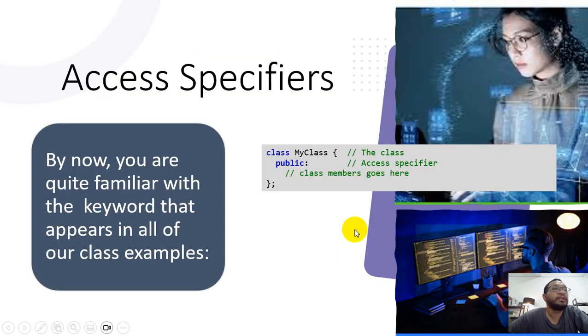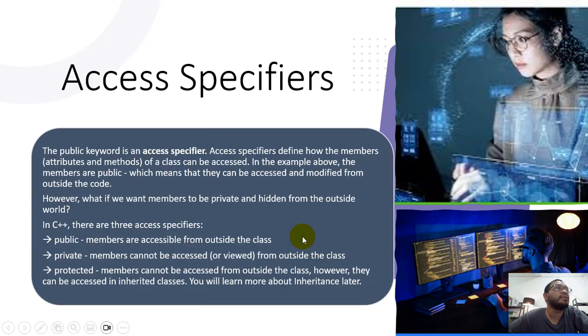And access specifier. So how do you access your function? By now you should be familiar with the keyword that appears in all of our class examples, which is my class, public, and so on. The public keyword is an access specifier. Access specifier defines how the members, attributes, and methods of a class can be accessed. So we have public and private.